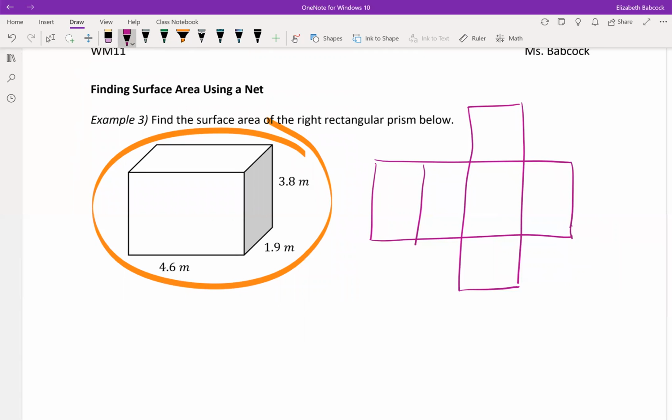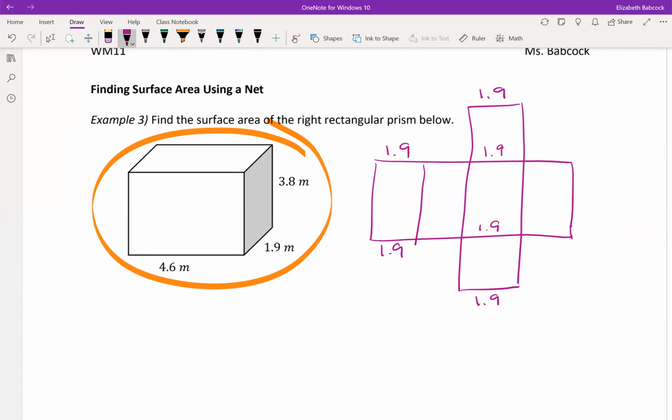If we keep our 1.9 and our 3.8, so if we do 1.9, that means that this is also 1.9, and this is also 1.9. This is also 1.9. That also means that this is 1.9, because when you fold the shape up, that would become your top. So this is also 1.9.